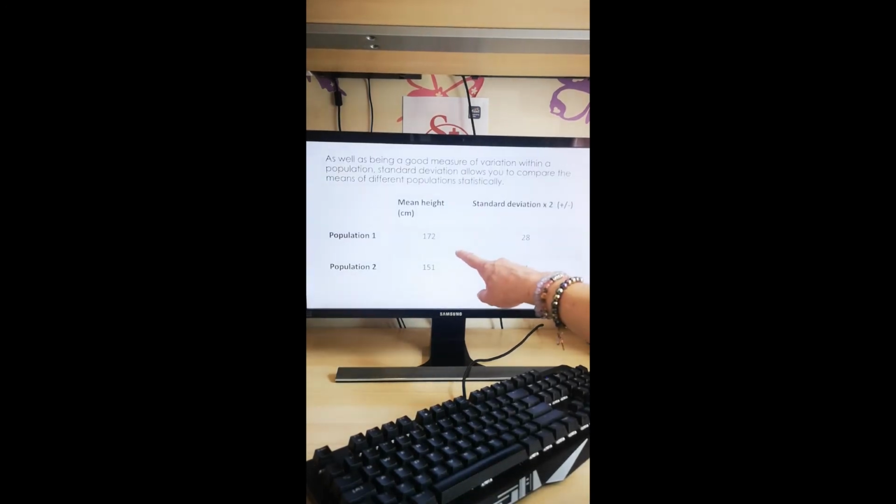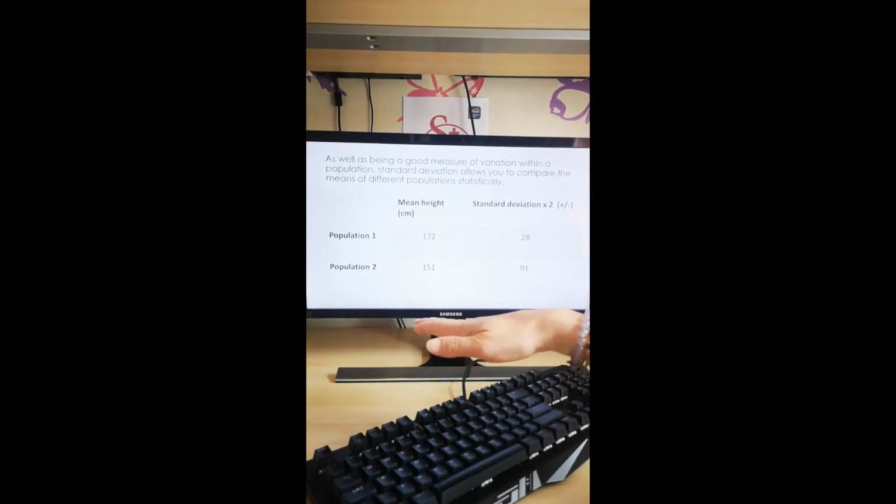For population 1, you subtract your 2 times standard deviation from the mean to find how much it deviates down, and then you add 28 to the mean to find how much it deviates up from the mean, and that is what you're going to compare to the other population. So you do the same thing for population 2. You take away 91, so that's your bottom value, and you add 91, that's your top value.